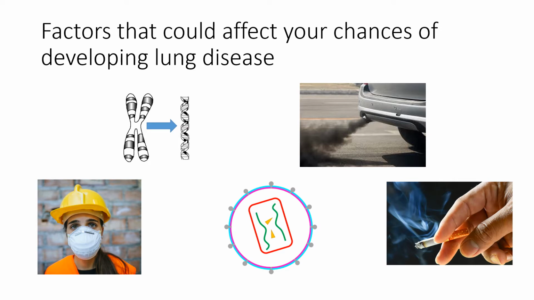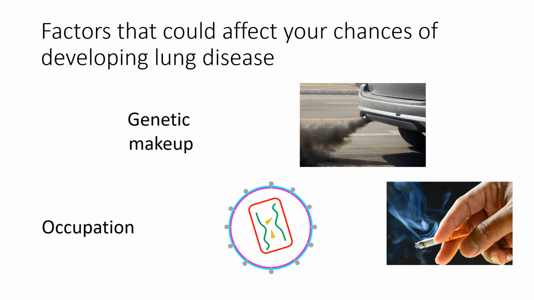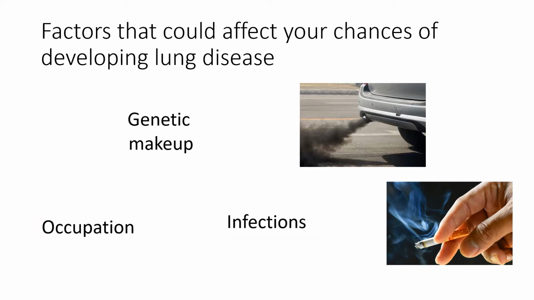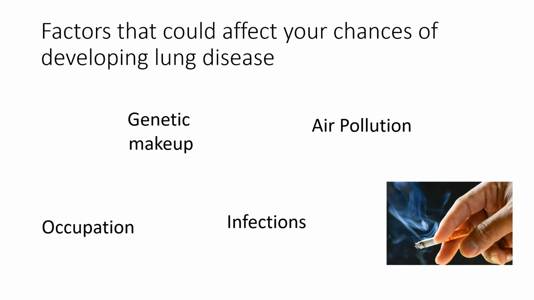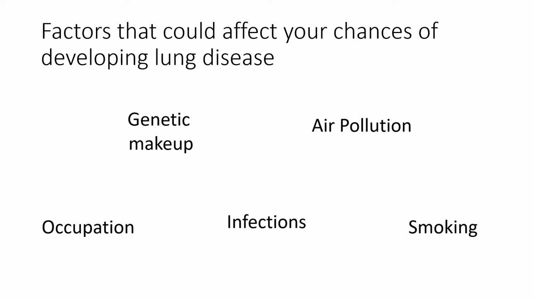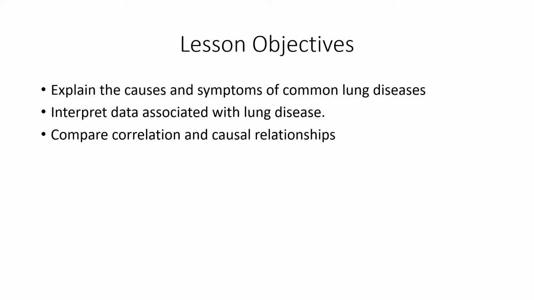Well, the 5 different images represent your genetic makeup, we have your occupation, we have infections, air pollution, and of course smoking. And all of these will affect your chances of developing lung disease. In this lesson, we're going to look at some of the causes and symptoms of common lung diseases, and we're going to look at some data and look at correlations and causation relationships.